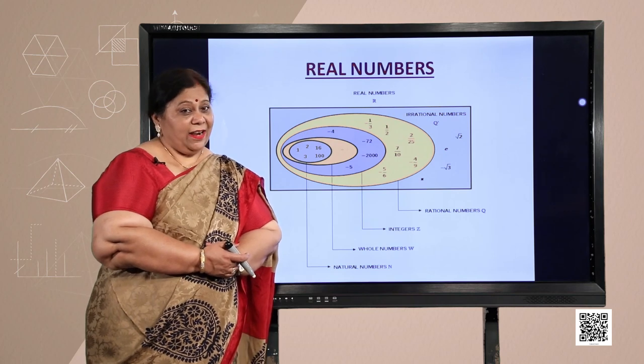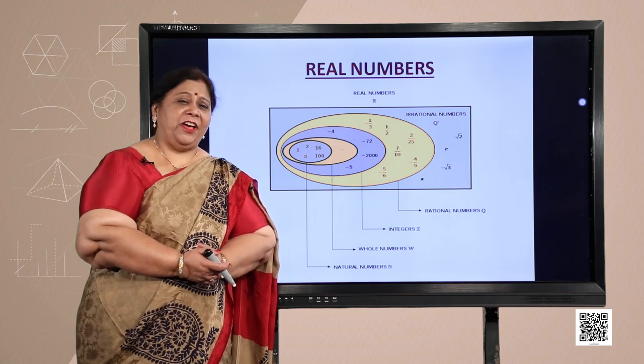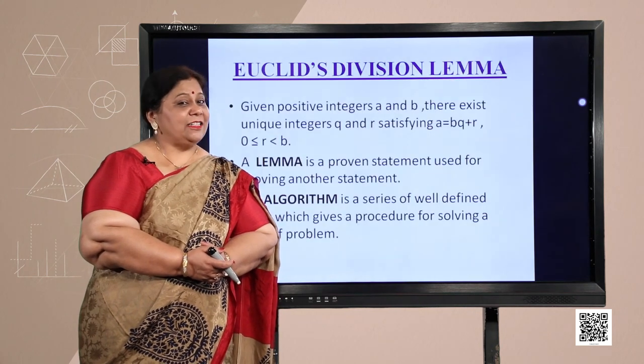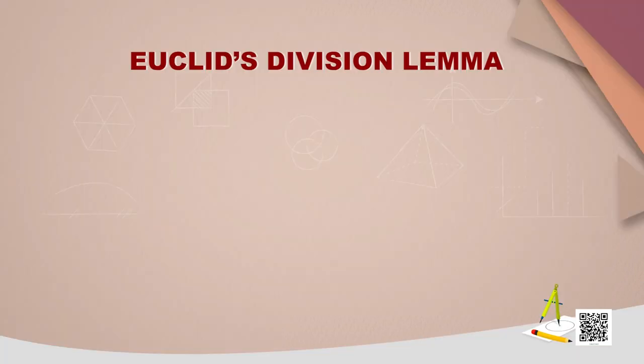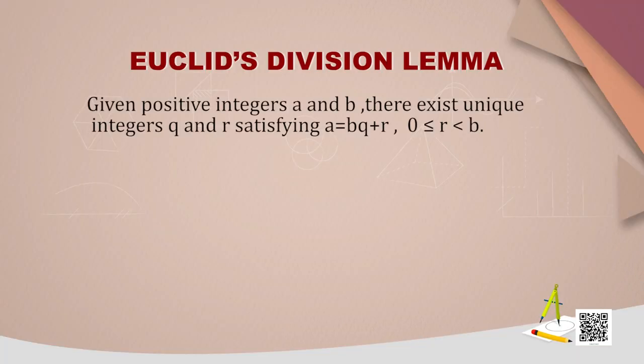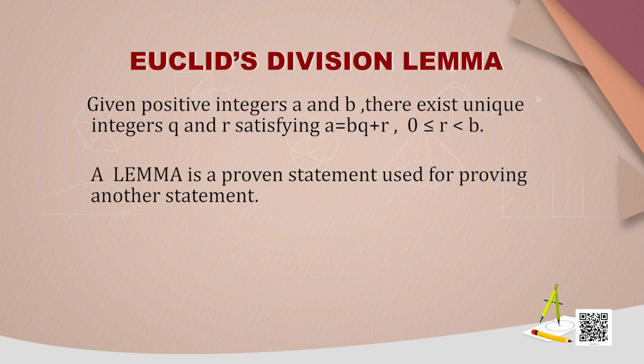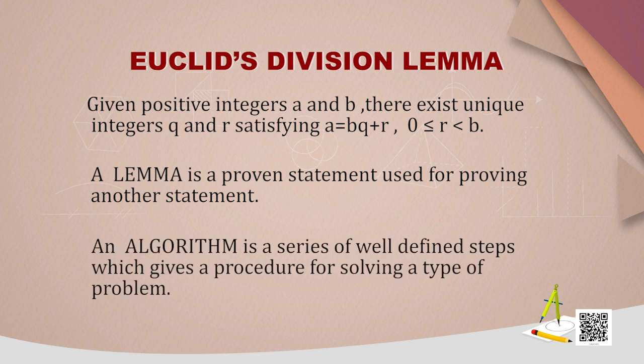In this, Euclid, father of geometry, has given us a very interesting division lemma. Let us look into what is this division lemma. Given positive integers a and b, there exist unique integers q and r satisfying a is equal to bq plus r, and r is greater than or equal to 0 and less than b. Lemma is a proven statement which is used for proving another statement. Then, what is an algorithm? Algorithm is a series of well-defined steps, that is a step-by-step process, which gives a procedure for solving a particular problem.